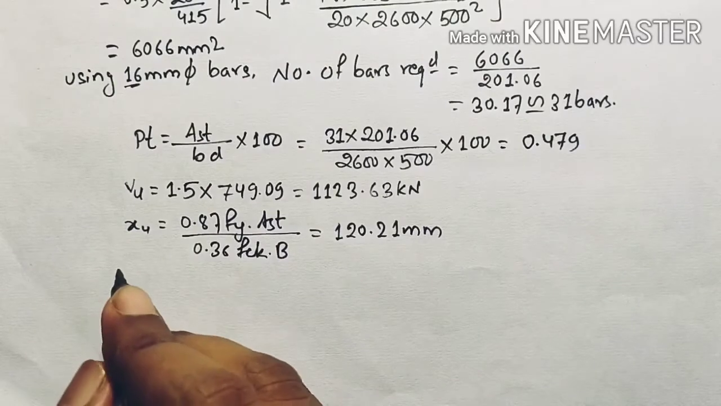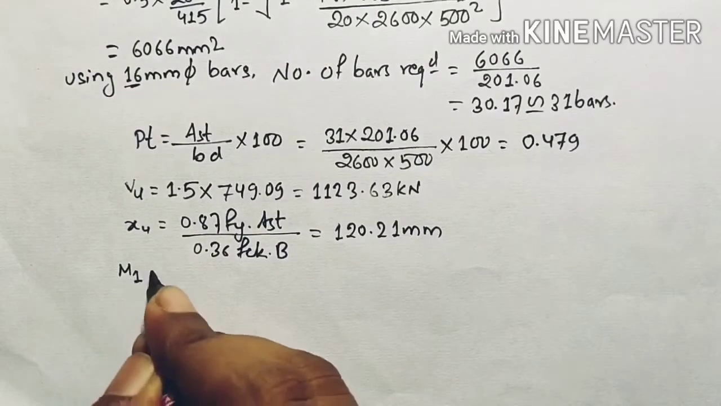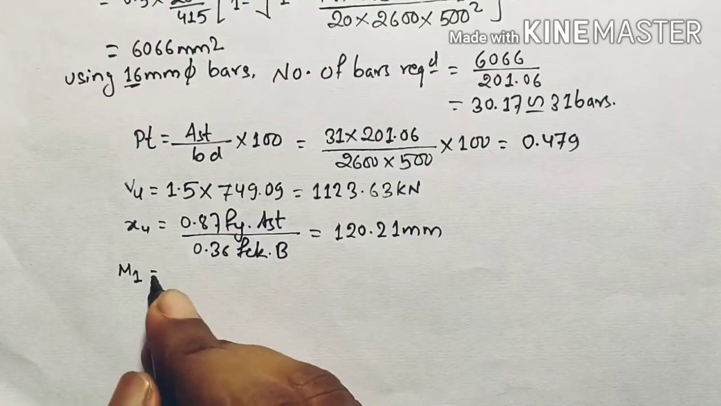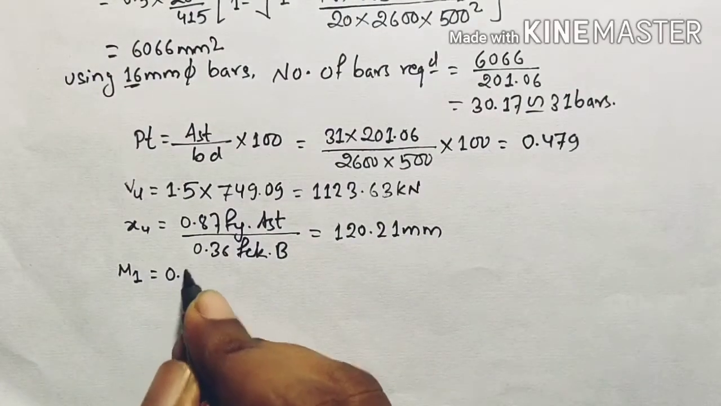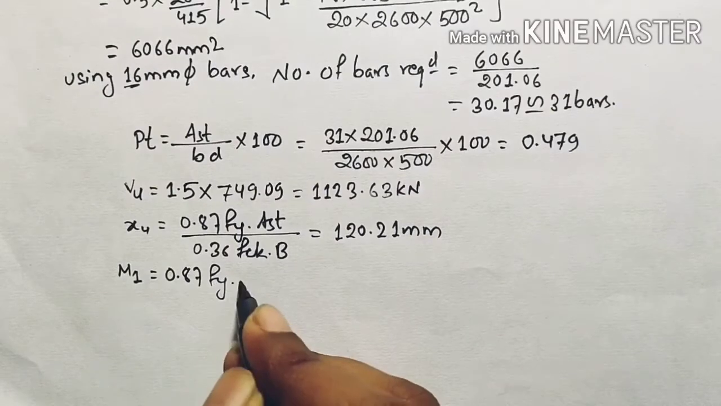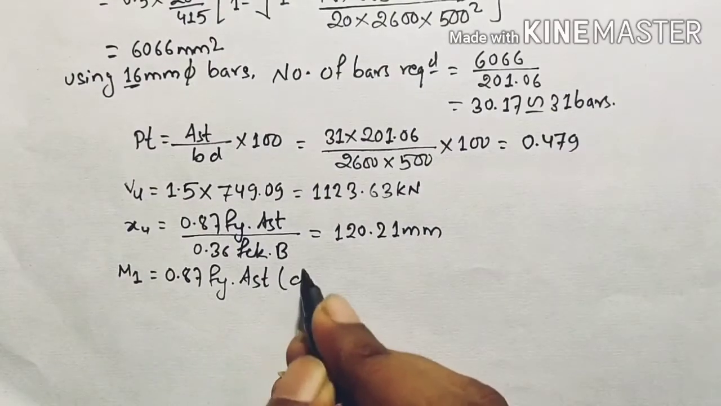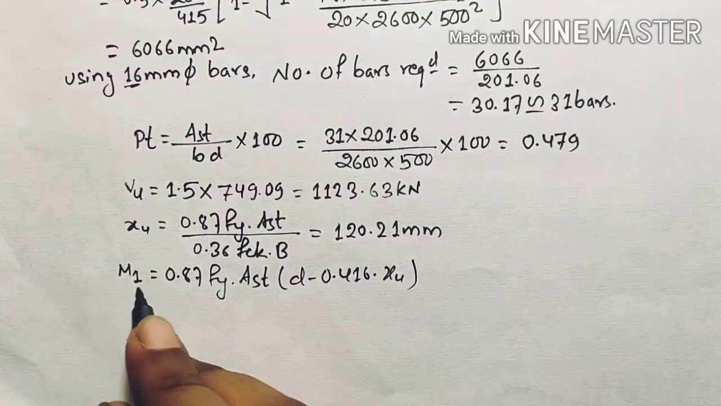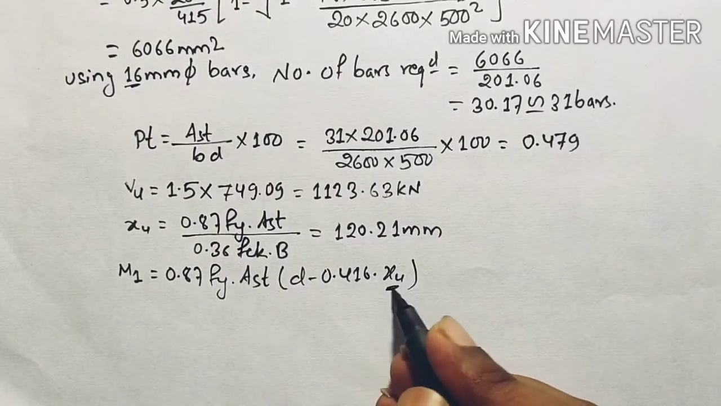Now let's find moment M1 here for these values of shear force and this Xu. So we will have here 0.87 fy times Ast times d minus 0.416 times Xu, means we need to find the moment at the neutral axis.